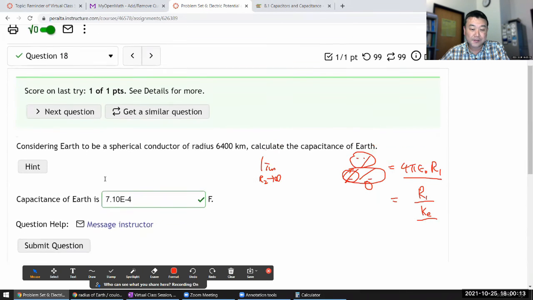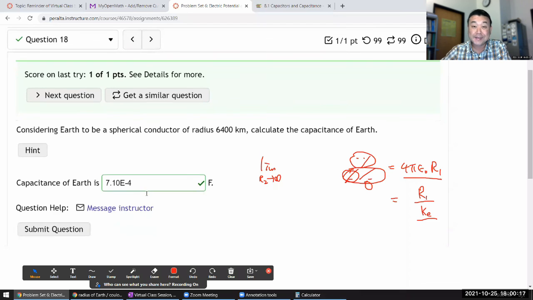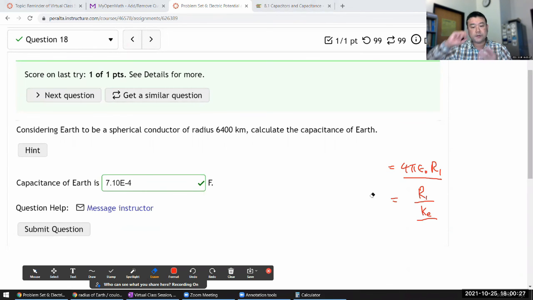So yeah, Earth is a capacitor and it has some finite capacitance. And also, is the Earth on net electrically charged? I think the ground of the Earth is on net electrically charged. The Earth has a bit of a charge separation between the ground and the air above.